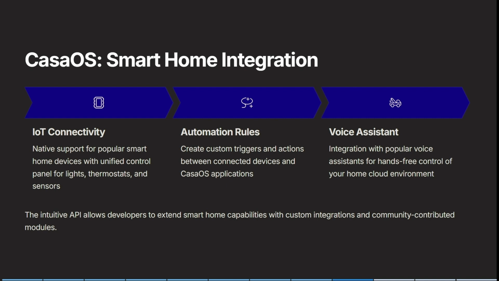You can create custom triggers and actions between connected devices and CasaOS applications. It also integrates with popular voice assistants for hands-free control of your home cloud environment. And the intuitive API allows developers to extend smart home capabilities with custom integrations and community-contributed modules.